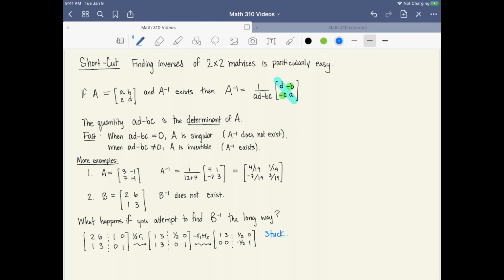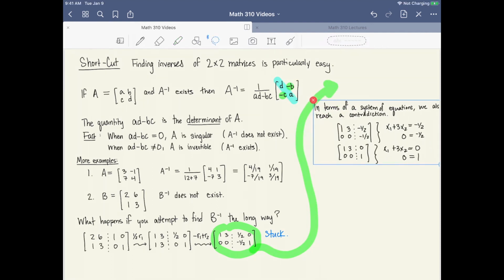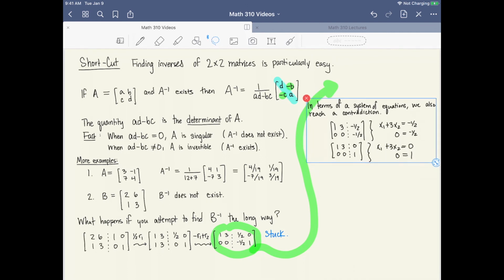Why is this a contradiction? At this point, perhaps it would be helpful to think about this augmented matrix as describing for us a system of equations. So let's take this and write it as a system over here. So we actually have two systems of equations if we separate the two columns.